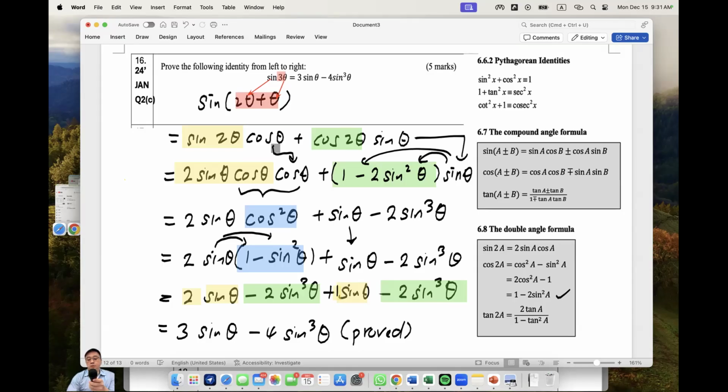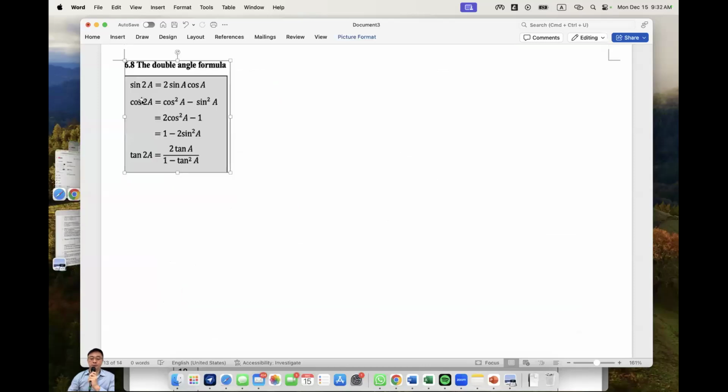Can we continue? Yes, that's right. Okay, now I would like to do some expansion on the cosine double angle.